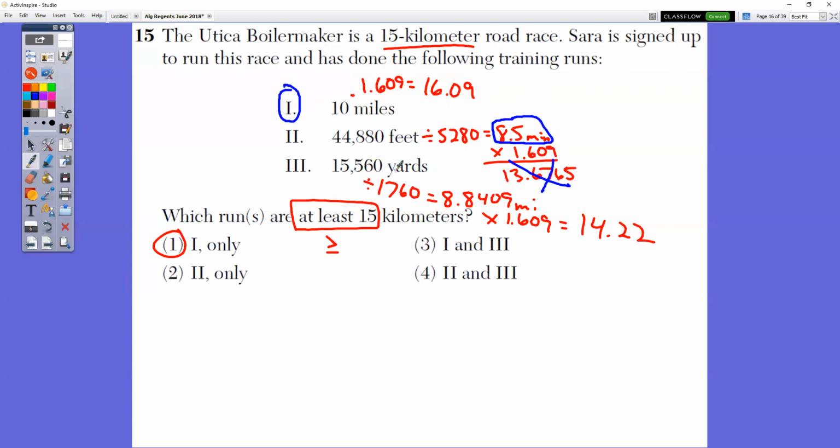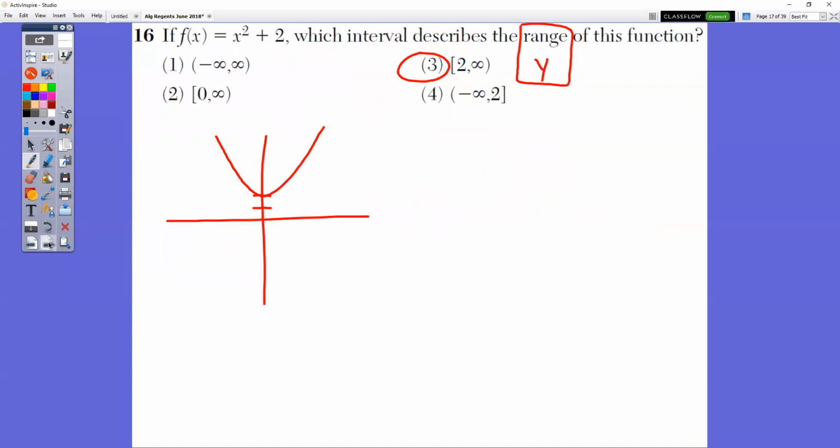Then we have 15,560 yards. We don't have a conversion in the reference table that goes from yards to kilometers. So we need to change the yards into miles first. 1 mile is 1,760 yards. So we have to divide that by 1,760 to get 8.8 miles. Multiply that by 1.609 to make it into kilometers. You get 14.22. That is not at least 15. So the only one is number 1, which is choice number 1.